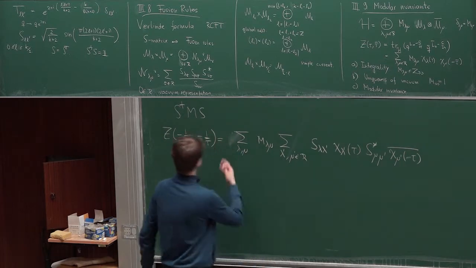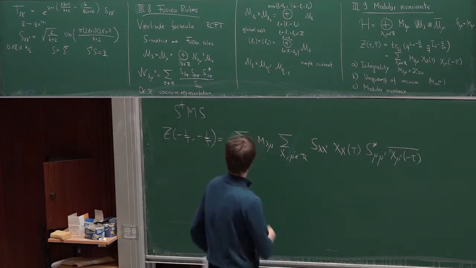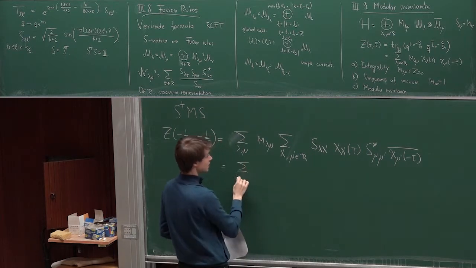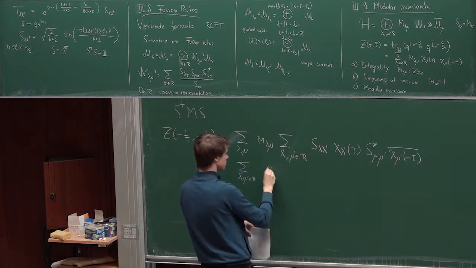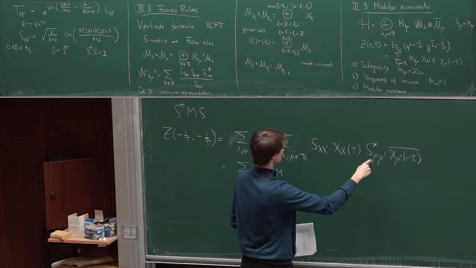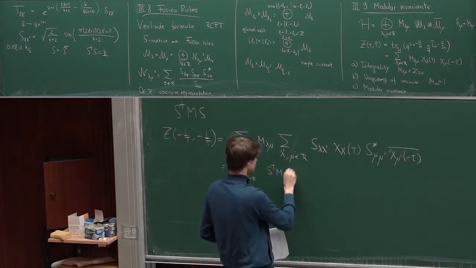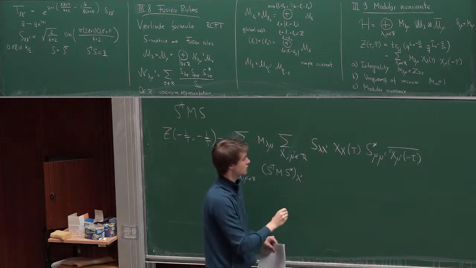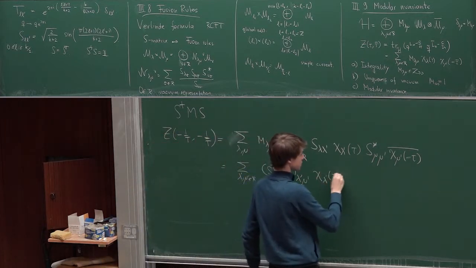But on the other hand, this should just be Z again. This should be just the original thing. So if you look at what happens on the matrix level, I can write this as a sum over lambda prime, mu prime in R. Here I have just the matrix multiplication of S transpose with M with S star, of the whole thing I'm taking the component lambda prime mu prime. And here, this just is the same thing.